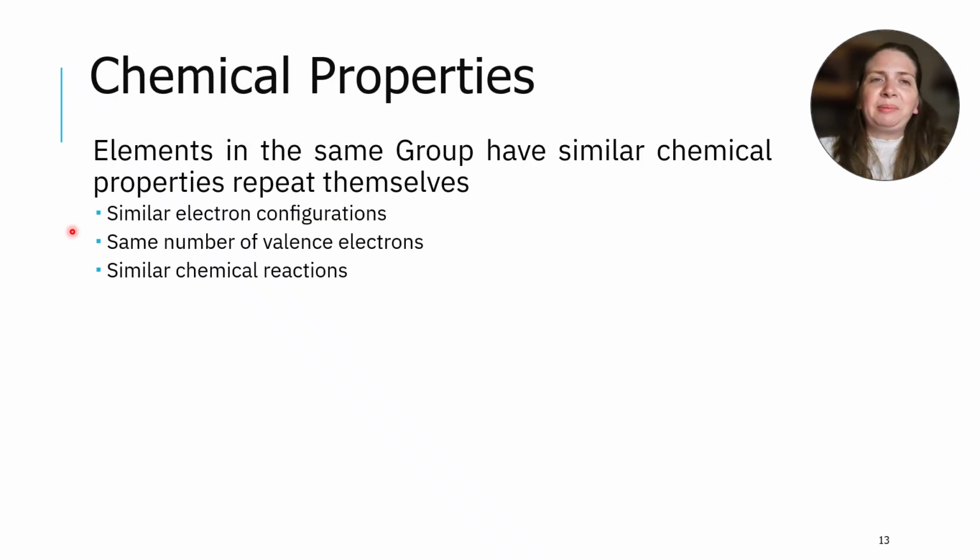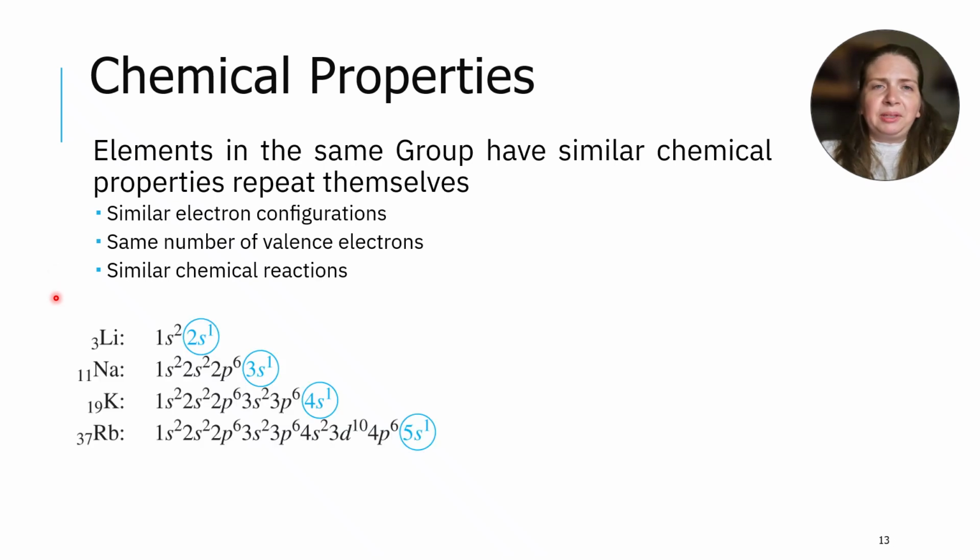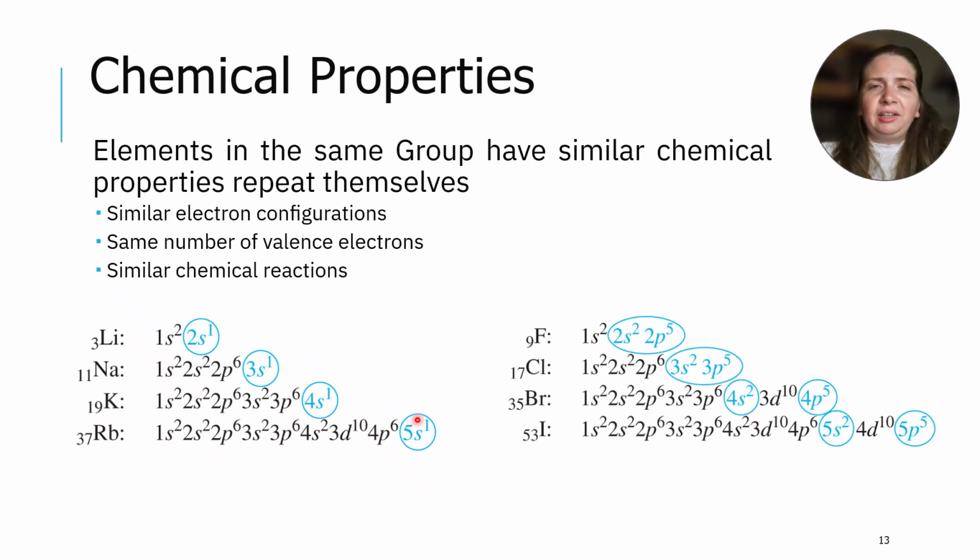Elements on the periodic table are arranged in columns called groups. Elements within the same group have similar chemical properties because they have similar electron configurations. For example, elements in group 1, the alkali metals, all have 1 valence electron in the s subshell. Elements in group 17, the halogens, all have 7 valence electrons, 2 in the s subshell and 5 in the p subshell.